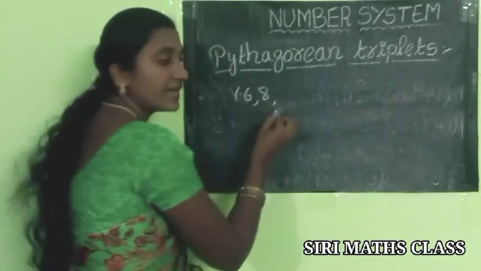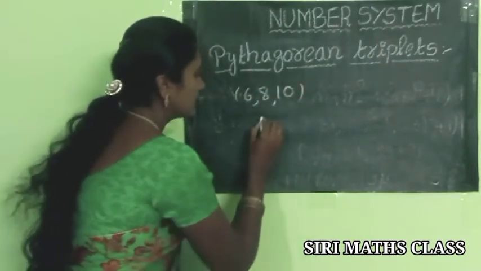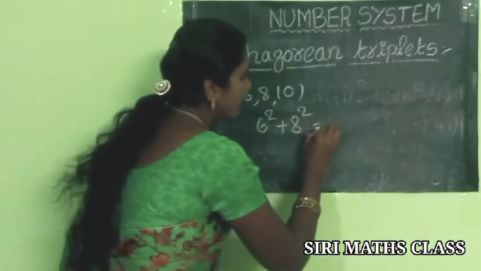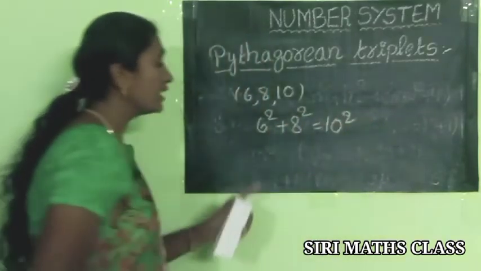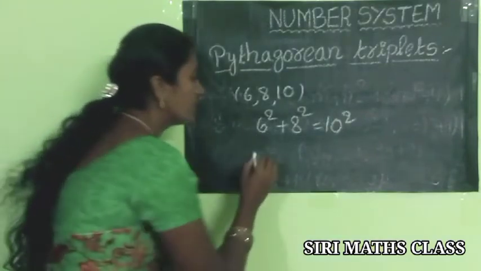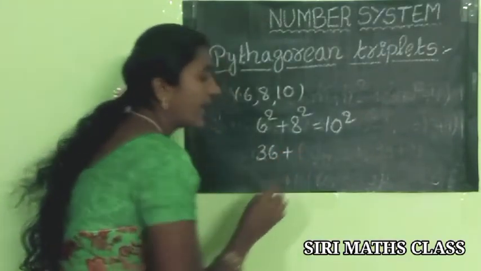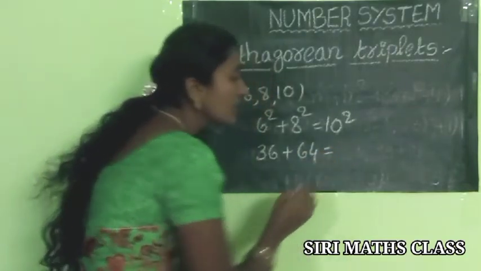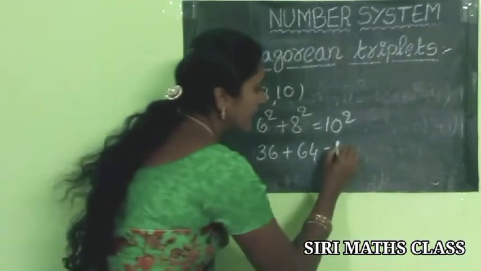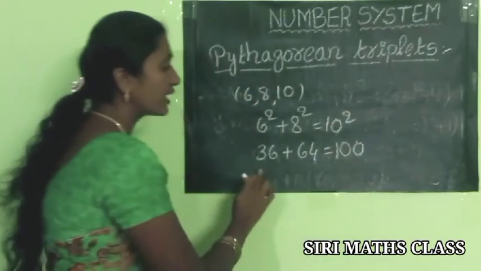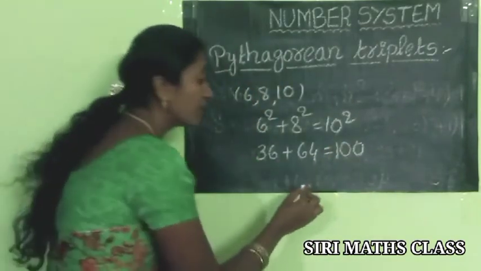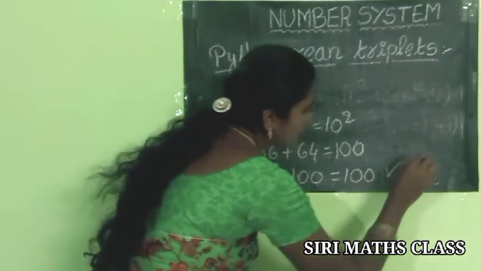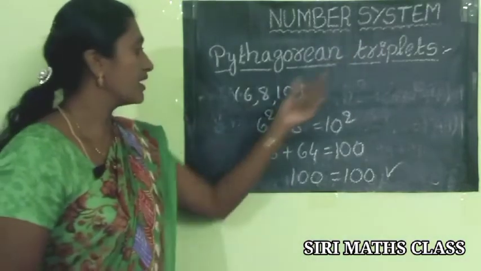6, 8, 10. Side square plus side square equal to hypotenuse square. 6 square value is 36, and 8 square, 8 8s are 64, that equal to 10 square value is 100. Adding these, 36 plus 64, how much? 100. 100 equal to 100. So this is the Pythagorean triplet value.